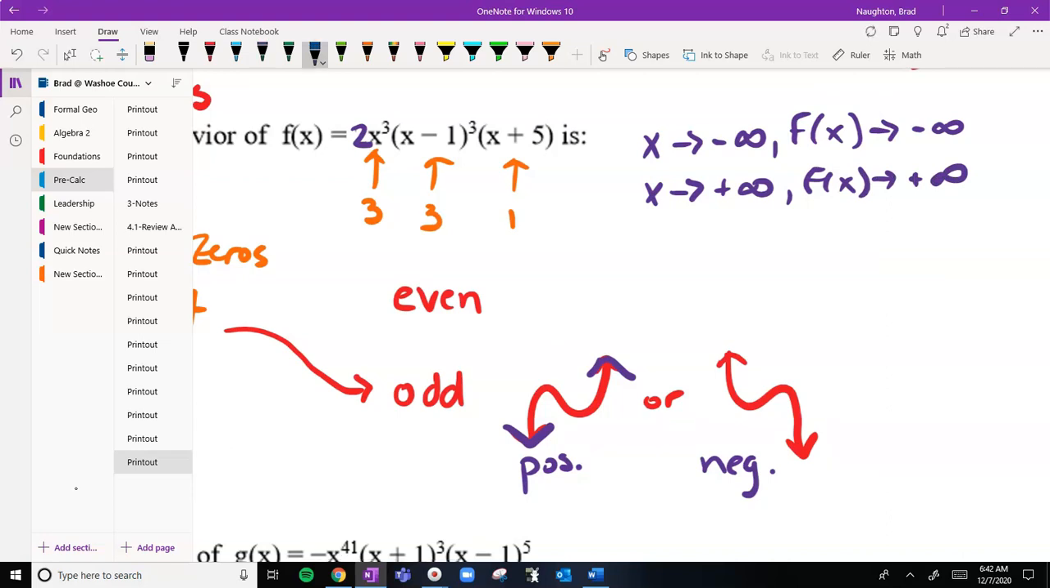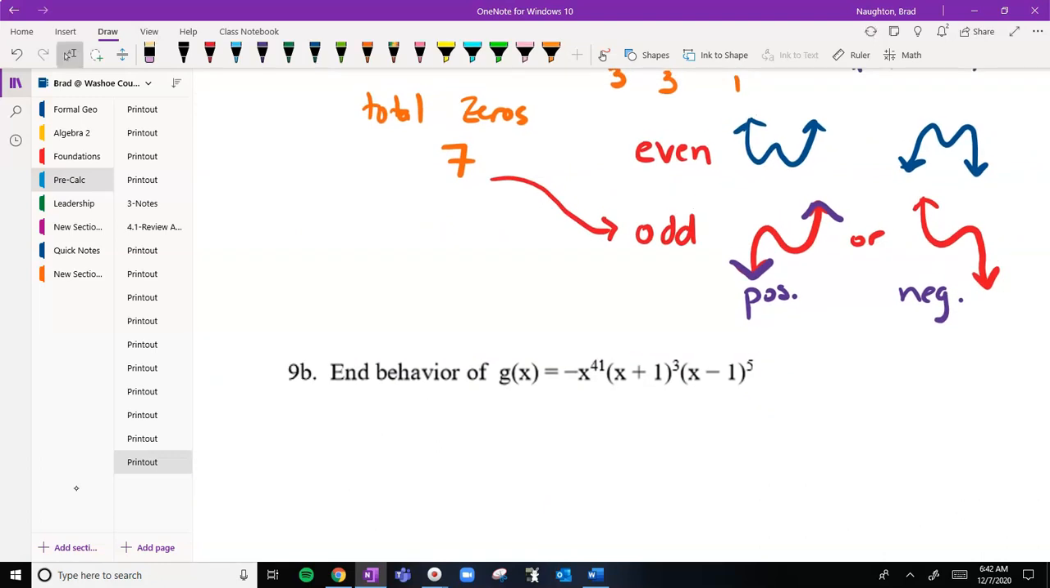Now, if it was an even function, then both would go up if they're positive, or they would both go down if they're negative. So that's why we care about the number of zeros: it tells us right off the bat what the graph's going to look like. All right.